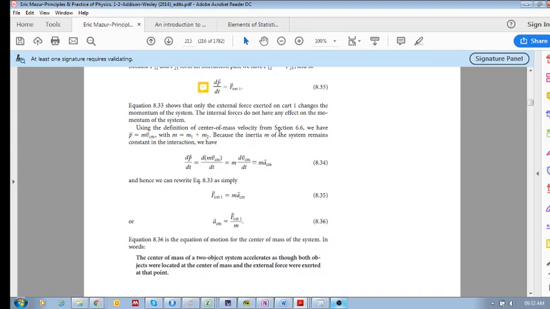And so the only force that changes the momentum, the time rate of change of the momentum of the system, is the external force. So you need to be able to identify what forces are external and what forces are internal to the system. So that's the first thing. Only the external forces change the momentum with respect to time.